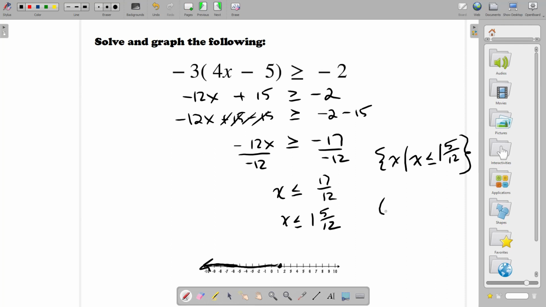So in interval notation, we're going from -infinity to 1 5/12, and we are including 1 5/12, so we use a bracket. And again, our graph, instead of doing it that way, you may see it drawn that way.